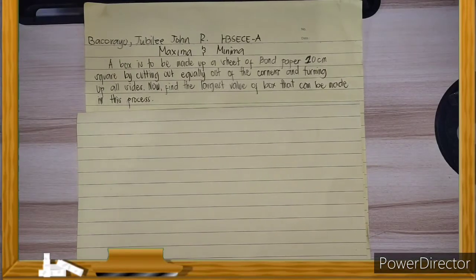So lastly, we have maxima and minima. A box is to be made from a sheet of bond paper 10 cm square by cutting out equal squares out of the corners and turning up all sides. Now we need to find the largest value of a box that can be made in this process.